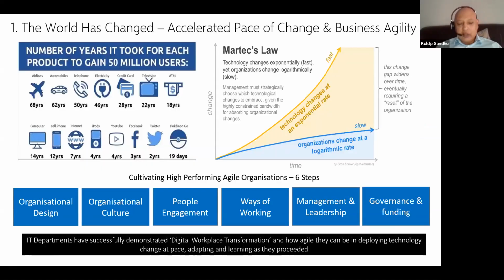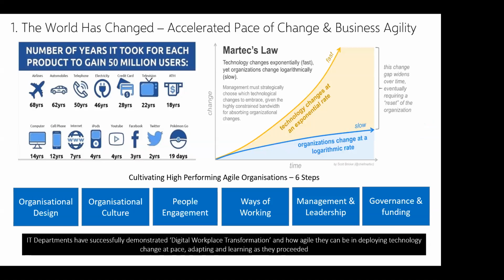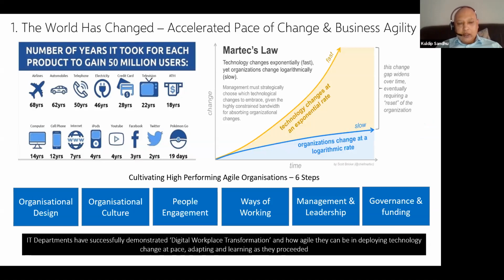So I'm going to set some context. I think the world has truly changed based on COVID-19, but even pre-COVID-19, there was significant change going on, especially from a technology perspective. As you can see on the left-hand side of this slide, there's a little diagram that shows technology adoption. For example, for the aircraft to get to 50 million users, it took 68 years. To get to 50 million users of Twitter, it took 2 years. And lo and behold, to get to 50 million users of the children's Pokemon Go game, it took 19 days.